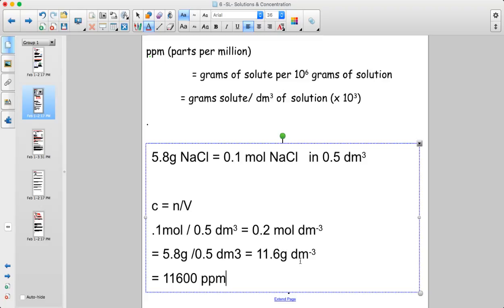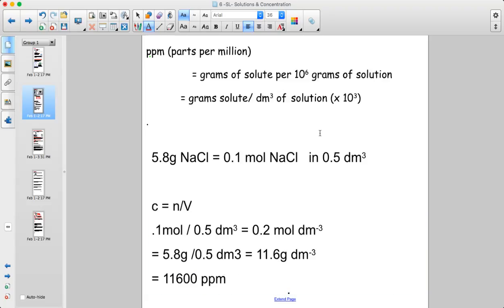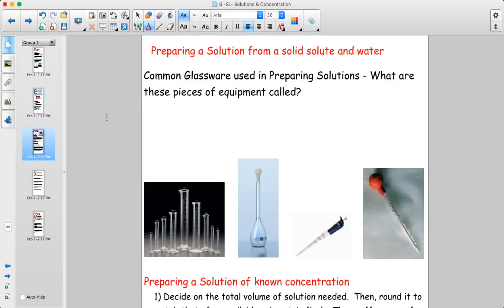So these are all referring to the same solution, but they just are different ways to express how much salt is dissolved in the water. 5.8 grams in half a liter is the same as 0.1 moles in half a liter, and therefore that's 0.2 moles in a full liter. That's how concentrated it is. 11.6 grams in a full liter, or 11,600 parts out of every million parts, out of every million grams, are sodium chloride grams. So those are some simple calculations there.